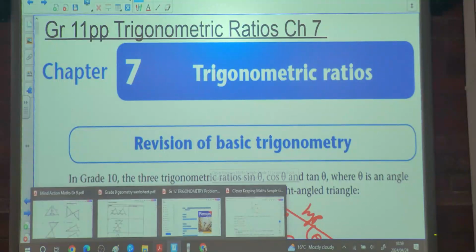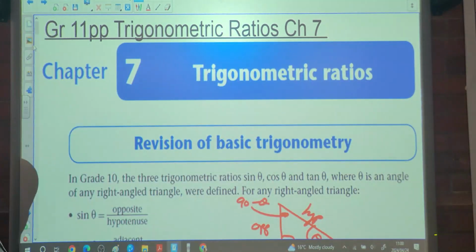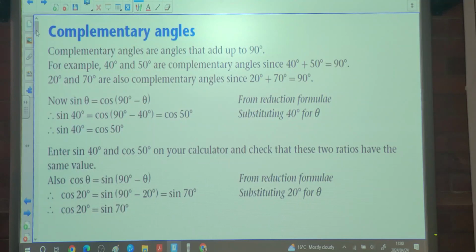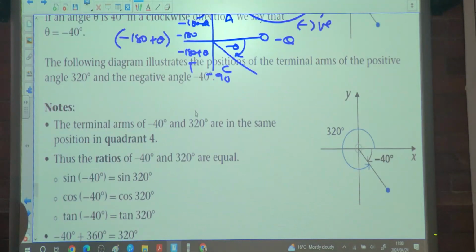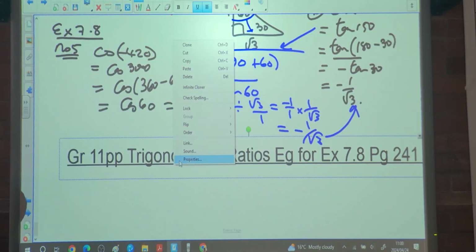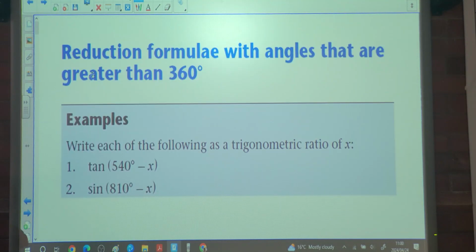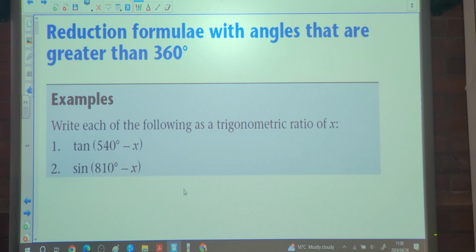Okay, good morning class. So today we're looking at trigonometric ratios again. We're looking at the examples for exercise 7.9. We're going to look at the reduction formulae, the formulae with angles that are greater than 360 degrees.